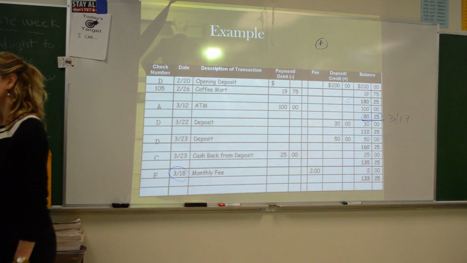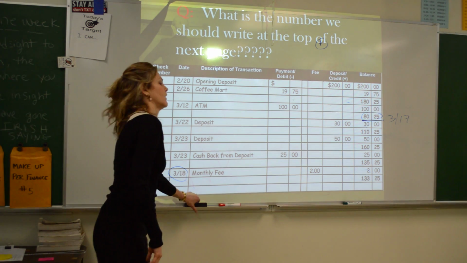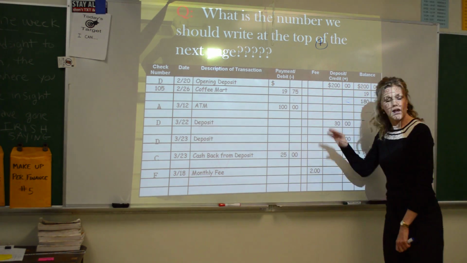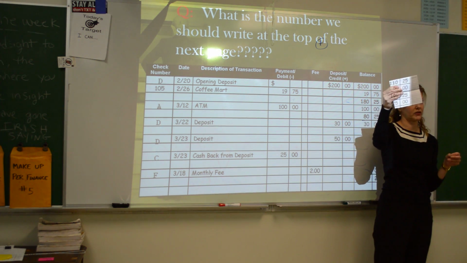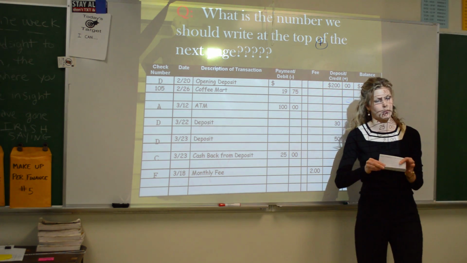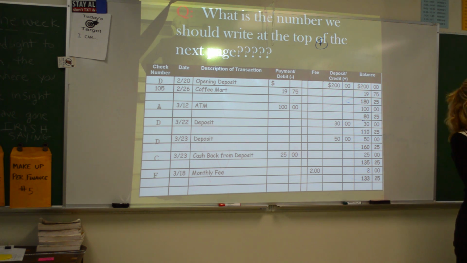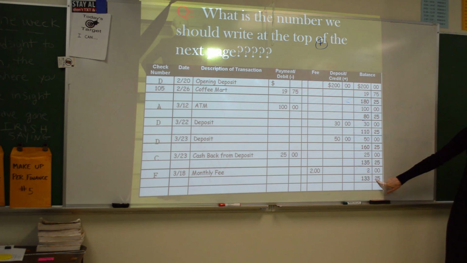The next thing we are going to do is talk about the next page. So let's pretend that this represents a whole page in your checkbook register. We're flipping the page now. We're going into our next page. What is the number I need to write in the very top right corner of my register? What is that amount? You have to write the $133.25 up here just so you can keep going.